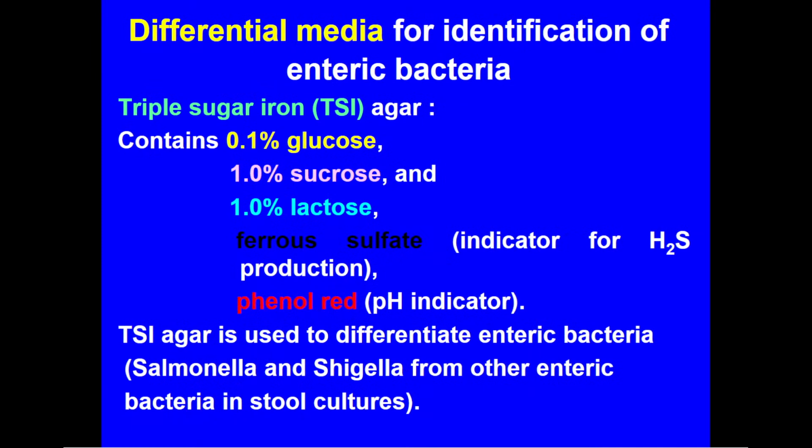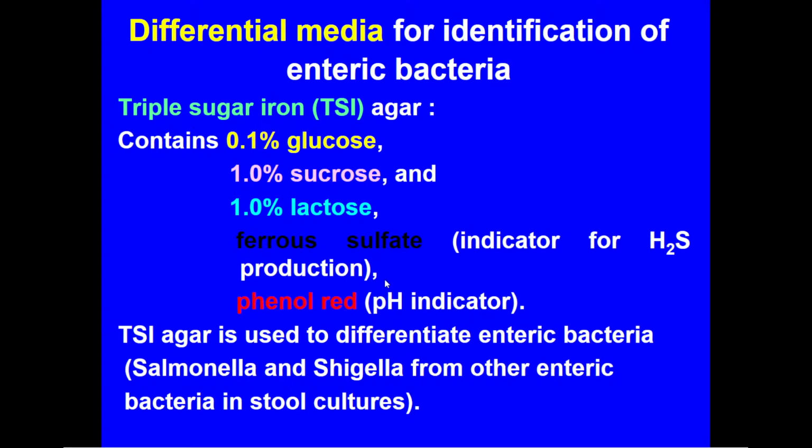Then quite often, for presumptive identification, we may use so-called triple sugar iron agar. That's a very interesting medium that has 3 sugars: 0.1% of glucose, 1% of sucrose, and 1% of lactose, right? Then it also contains ferrous sulfate, an indicator for whether hydrogen sulfide is produced or not, and also the pH indicator phenol red.